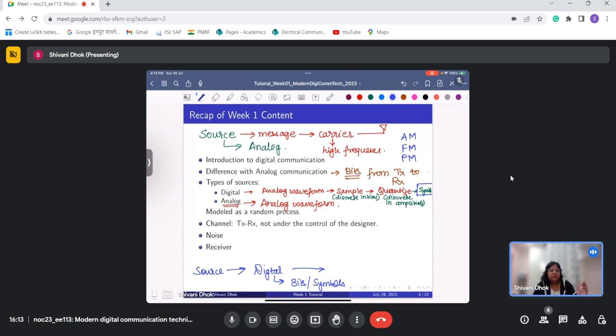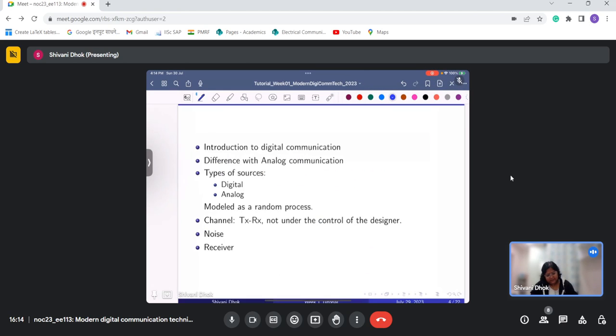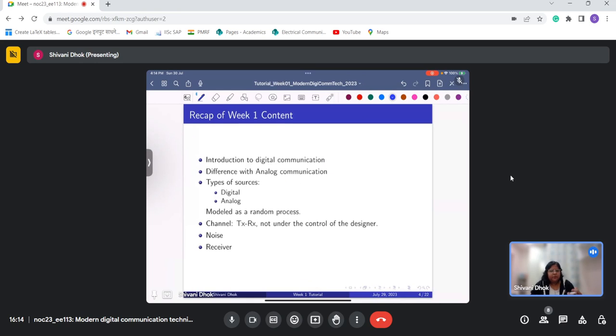Now, in any communication system, we have a transmitter and a receiver, and between the transmitter and receiver, whatever physical path is there, that is known as the channel. This channel is something that the transmitter cannot control, and neither can the receiver. It is completely out of our control, and we need to take the channel characteristics into account whenever we are generating the signal. Now there are various ways to model this channel.